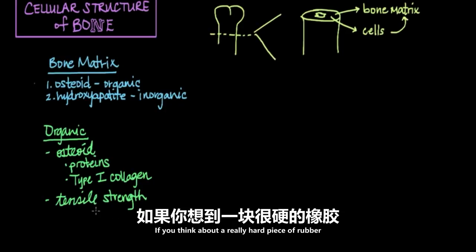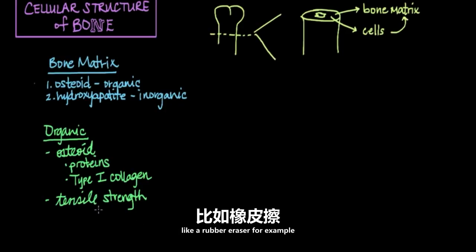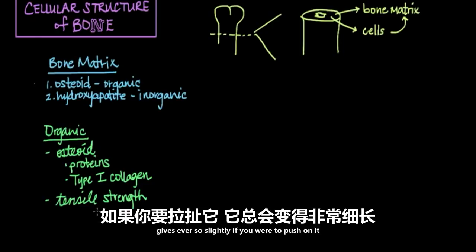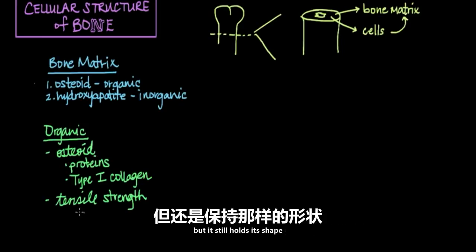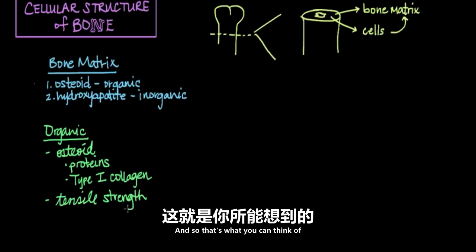If you think about a really hard piece of rubber, like a rubber eraser, for example, I kind of think of tensile strength as being similar to the way that piece of rubber gives ever so slightly if you were to push on it, but it still holds its shape. And so that's what you can think of as bone's tensile strength.